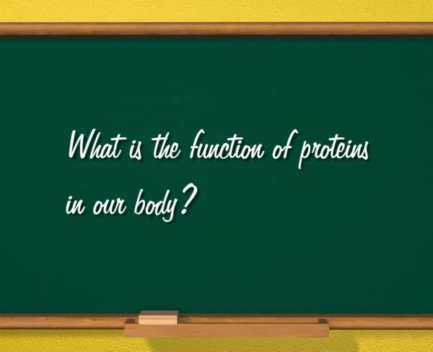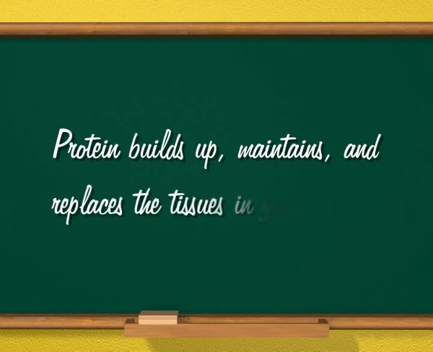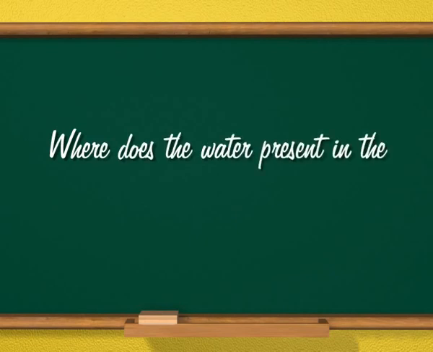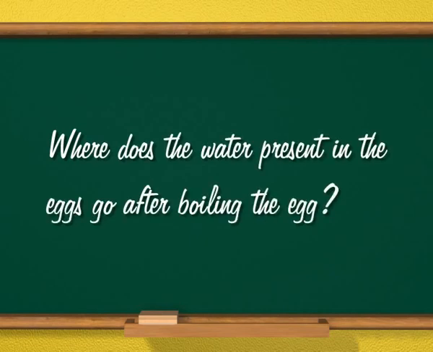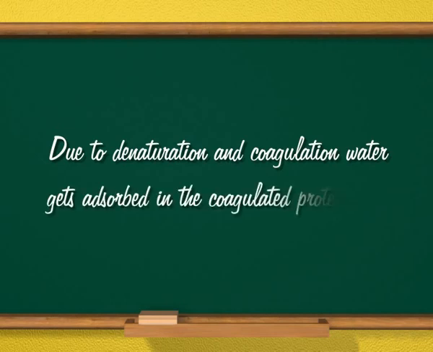My next question is, what is the function of proteins in our body? Answer is, protein builds up, maintains and replaces the tissues in your body. Next question is, where does the water present in the eggs go after boiling the egg? Answer to this question is, due to denaturation and coagulation, water gets absorbed in the coagulated proteins.